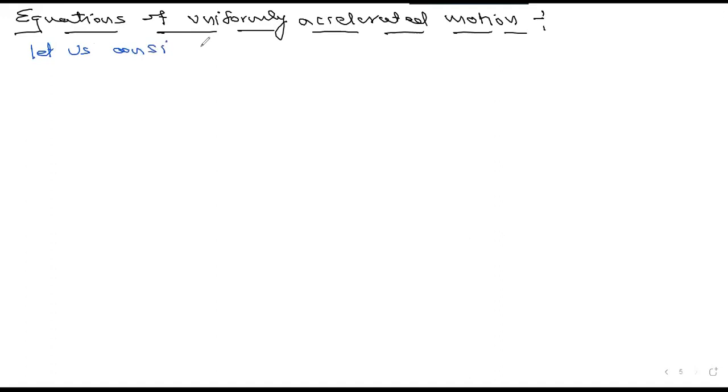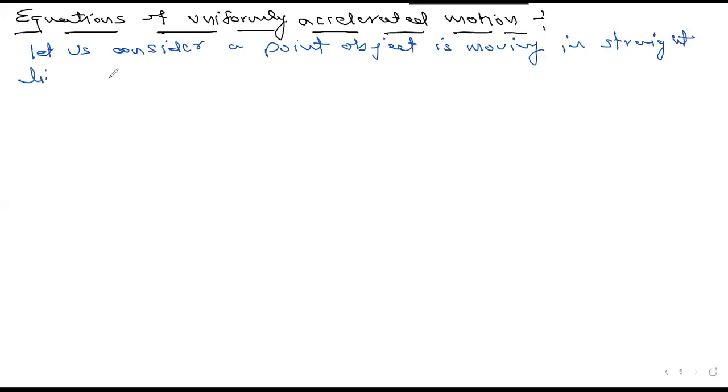a point object is moving in a straight line. Has velocity u at t equal to 0. What do you mean by t equal to 0? T equal to 0 means when you find the object first time.